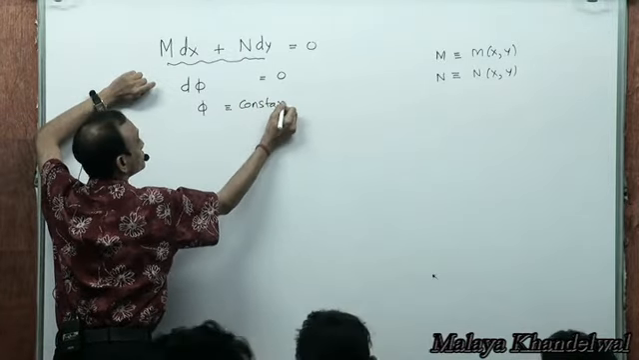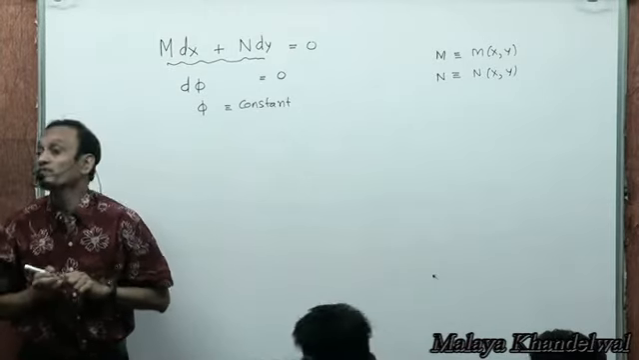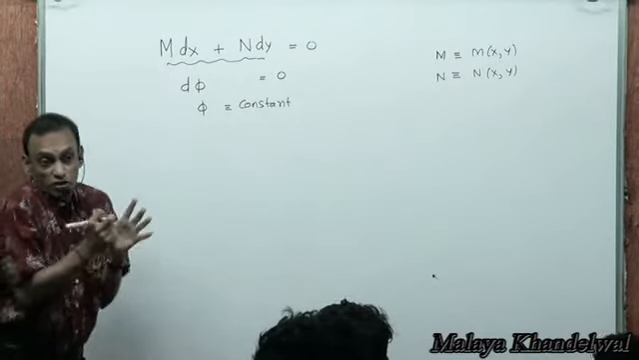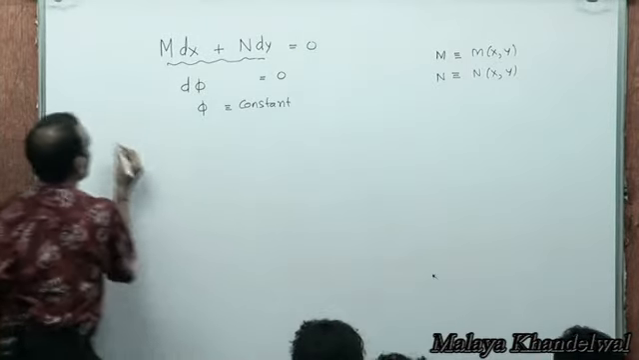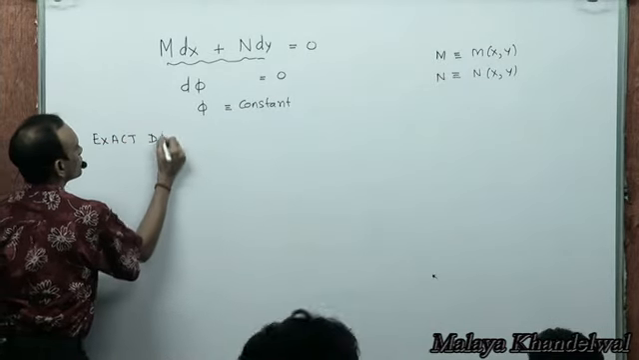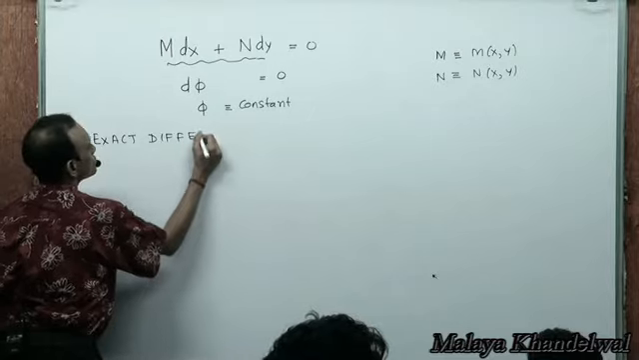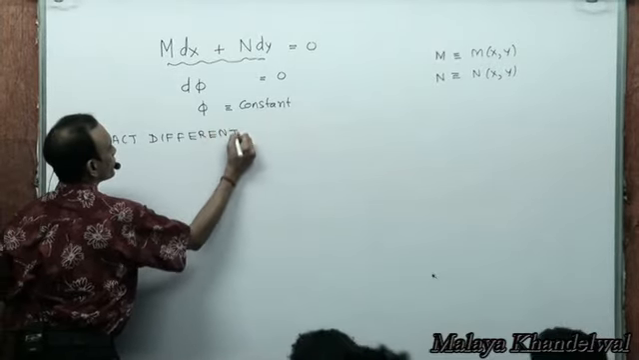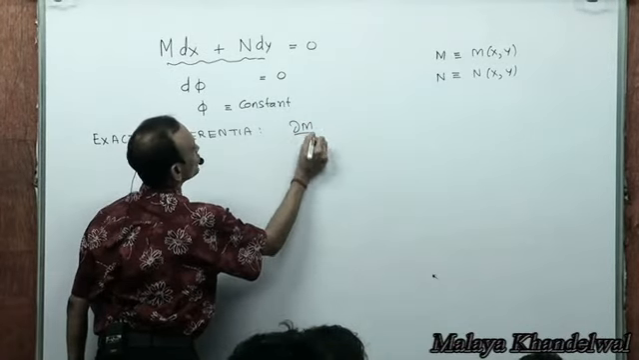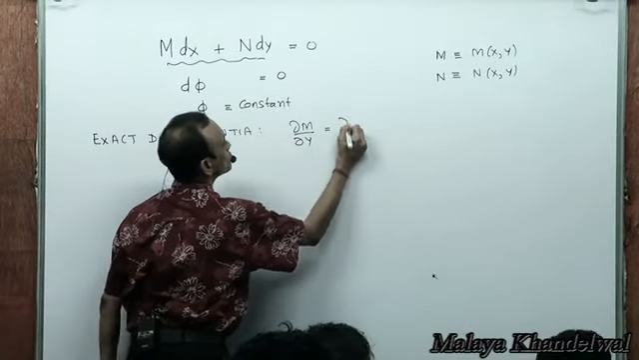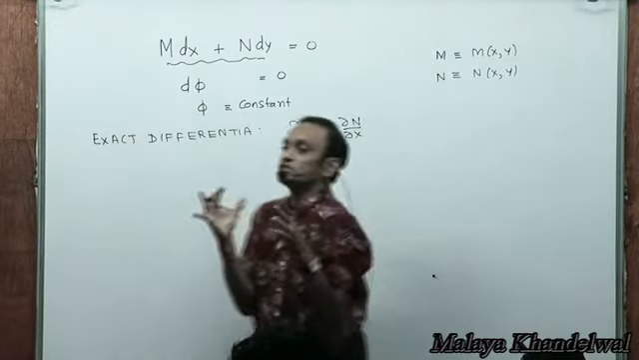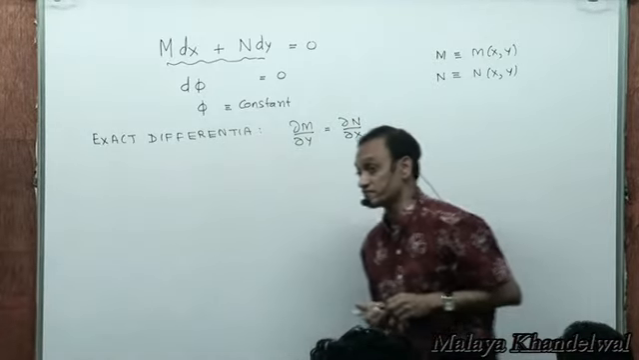But will it always happen? No. This could be written as a perfect differential, d of phi, that means an exact differential, only if dou M dou y was equal to dou N dou x. If this happened, then this could have been written as d of phi, an exact differential, a perfect differential, right?